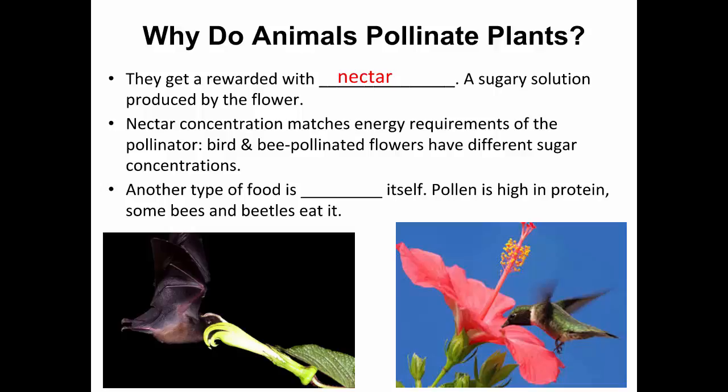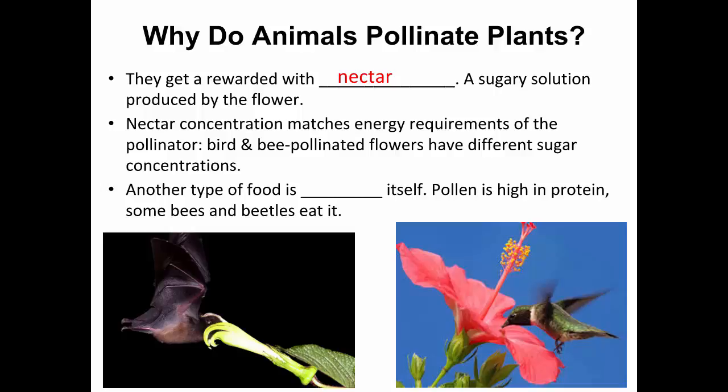Depending on which type of pollinator visits a flower, insects don't need that much nectar. They're cold-blooded, they're small. So flowers that are attracting insects often produce smaller amounts of nectar. Birds, though, for example, like this hummingbird, require a lot of energy. So the flowers that attract birds as pollinators often contain much more nectar.